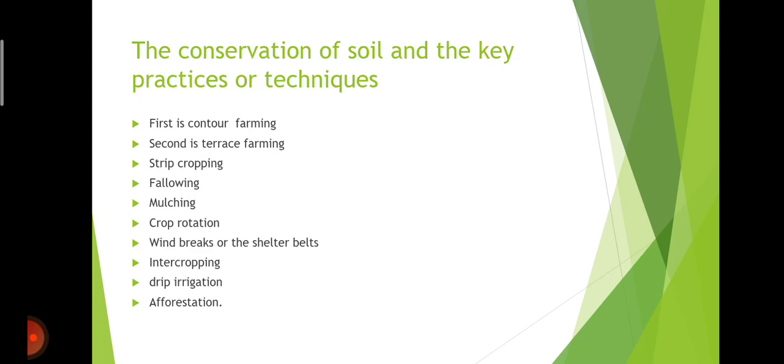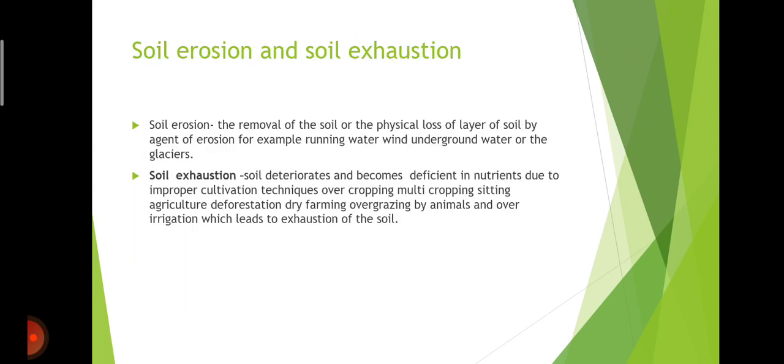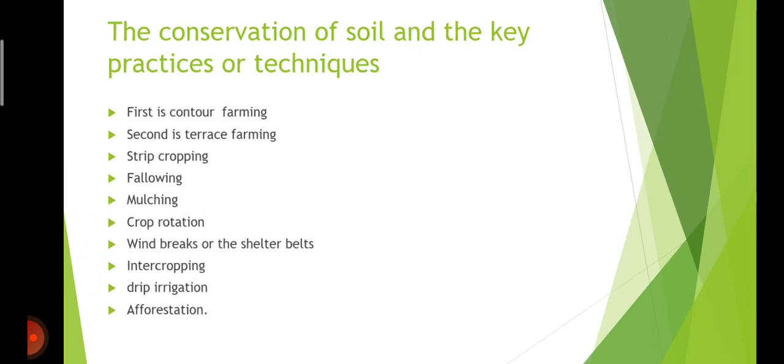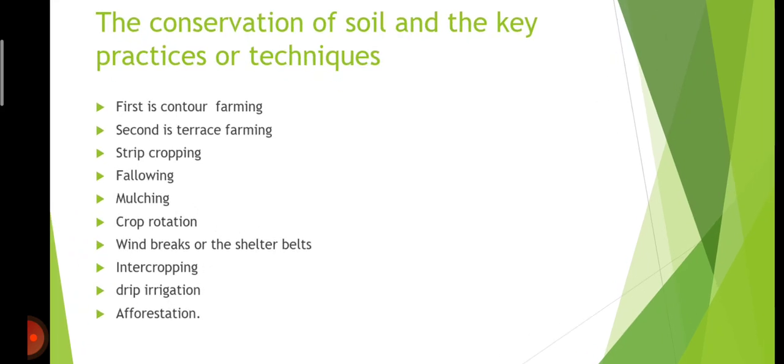The practices or the techniques. First, contour farming. Through contour farming on the slopes, we can prevent soil erosion. Second, terrace farming. Slopes are cut into a series of steps like the levels of a terrace, which allow the soil to remain stable and retain water. This is especially important in mountainous regions.